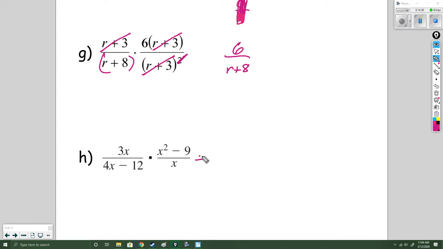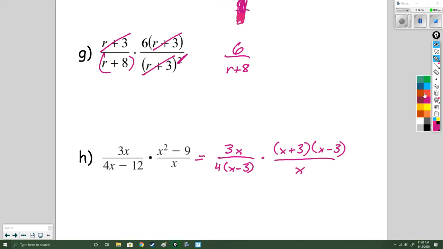Now we're going to have to do some factoring here in the next example. So factor as much as we possibly can. Starting with that denominator in that first fraction, we can factor a 4, and that would be 4 times x minus 3. And then we can factor the numerator in the second fraction. X squared minus 9 is just x plus 3 times x minus 3. Now we could cross some common factors out, x minus 3 and x minus 3, and that would leave us with 3 times the quantity x plus 3, all on 4.